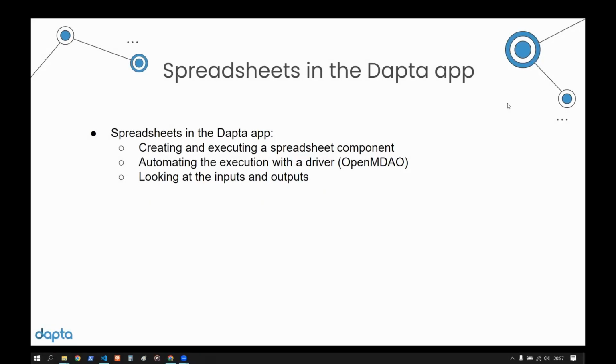Right, so we've just gone through these three different steps. We've created and executed a spreadsheet component within the Dapta web app. We've also automated its execution within a workflow which includes a driver, so that's an optimization component here using OpenMDAO. And we looked at the inputs and outputs that we were able to access without having to open the Python files at all. So this was a very quick overview of how to use spreadsheets in the Dapta app, and I hope you enjoyed it.